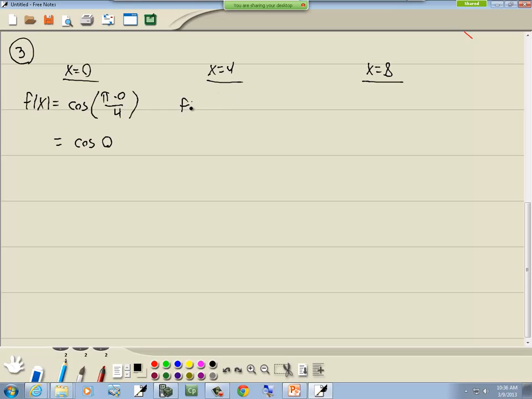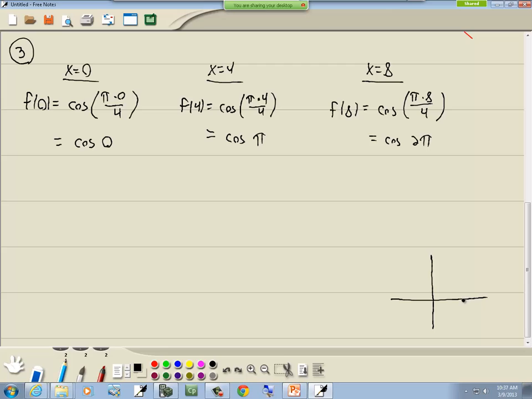Now this one. If I plug 4 in for my x, I get cosine of pi times 4 over 4, which those 4's would cancel and gives me cosine of pi. Not that it matters, but this should be f of 0, and this should be f of 4. This one, I'm finding f of 8. So I'll plug 8 in for my x, and I get pi times 8 over 4, which is 8 pi over 4, which is 2 pi, so I get cosine of 2 pi.